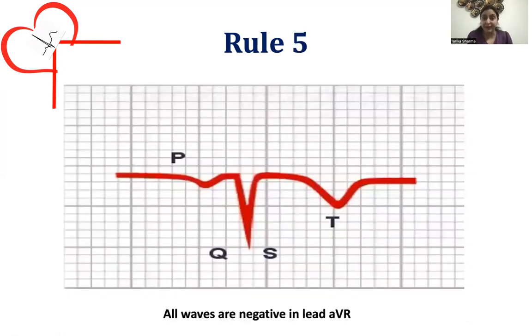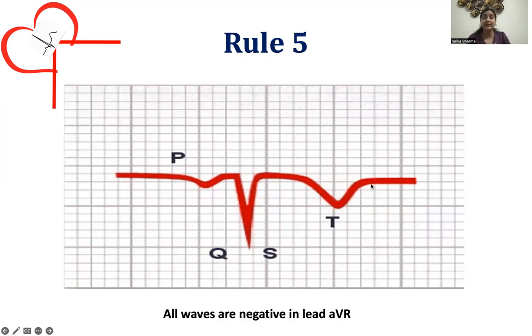As per rule number 5, all waves in lead AVR are negative. राइट जो आपकी आइसोइलेक्ट्रिक लाइन है, नॉर्मली ये सारी वेव्स जो हैं वो पॉजिटिव होती हैं, बट इन द लीड AVR, दैट इज योर ऑगमेंटेड वेक्टर राइट, योर P wave is negative. You can see here QRS is also negative and your T wave is also negative.